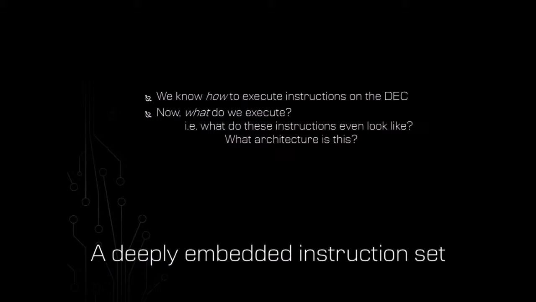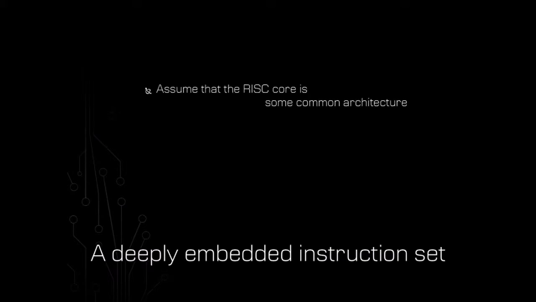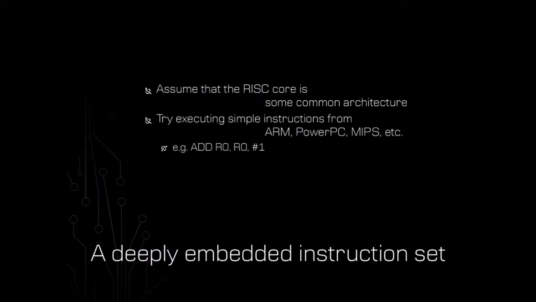So the next question is, what do I actually want to execute? Like, what do these instructions look like? What architecture am I even dealing with? If I want to use this to actually circumvent security checks, I need to answer these questions. So the obvious first approach to dealing with this unknown architecture is just to assume that it's some common architecture. There's really no need to reinvent the wheel when adding a new core to your x86 processor. So maybe this thing is some common architecture that we've seen before.